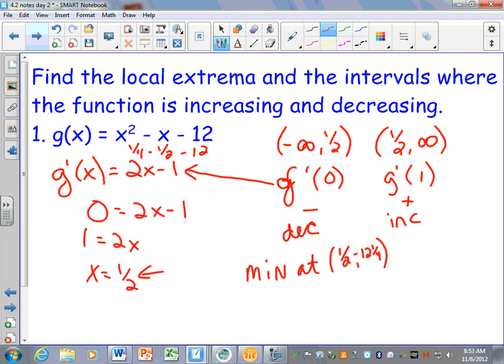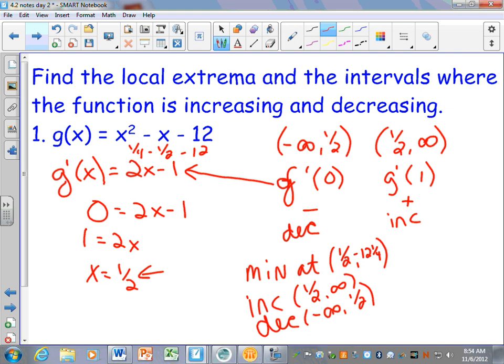And then you also need to tell me the intervals of decreasing and increasing. So I'm going to say it is increasing on the interval from 1/2 to infinity, and it's decreasing from negative infinity to 1/2. And again, if you included the 1/2, it wouldn't be wrong.